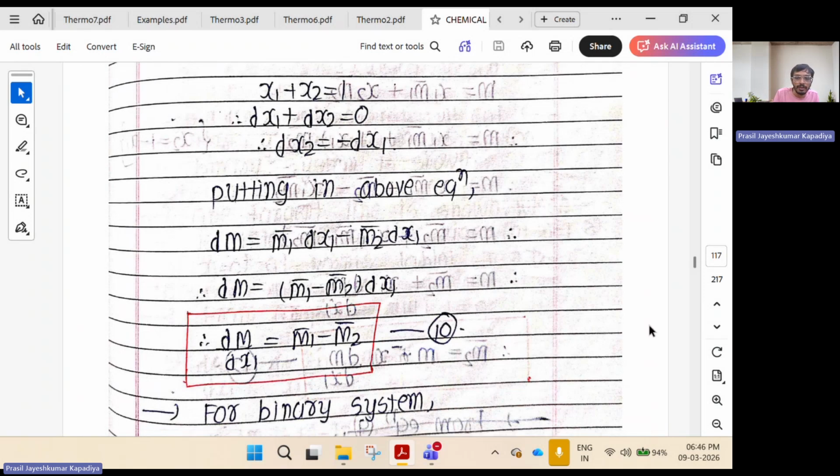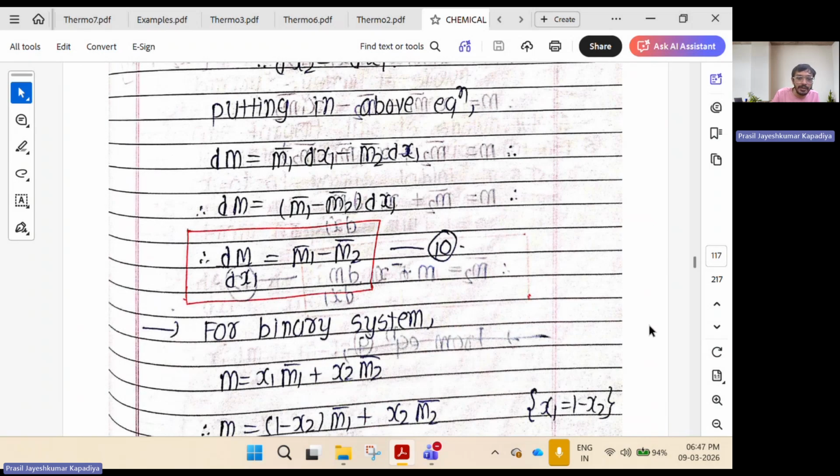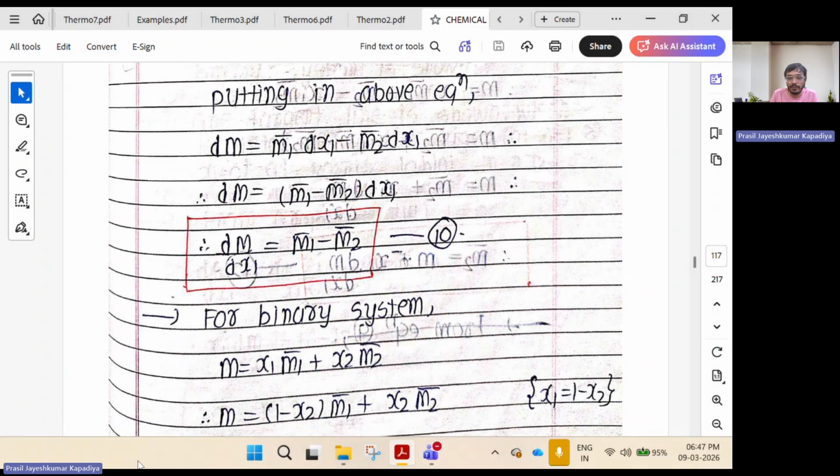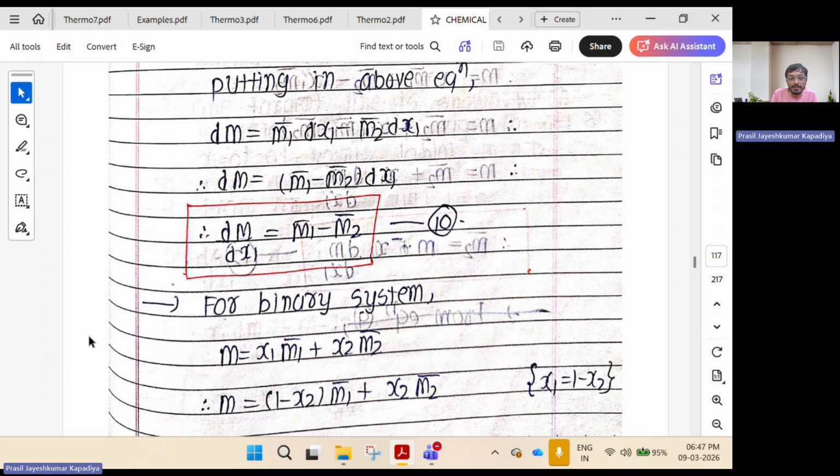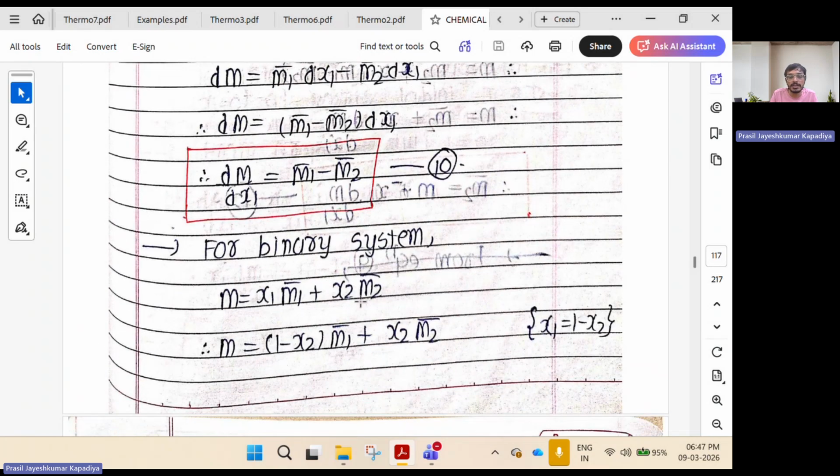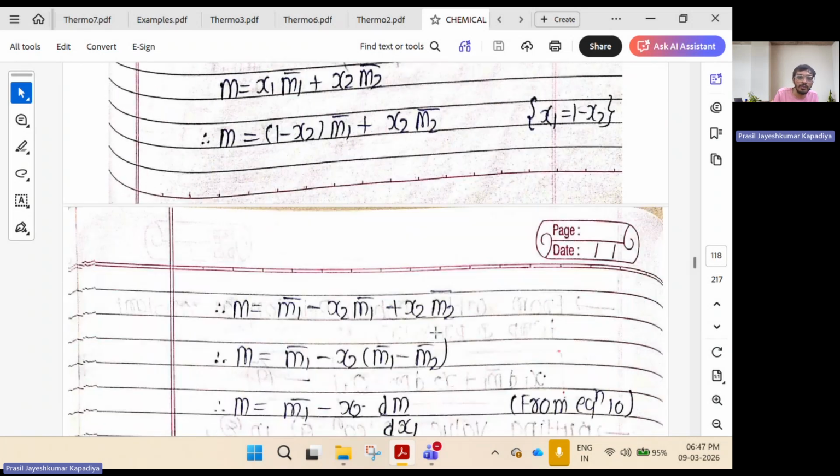Okay, so let's try to further evaluate it. We had m is equal to x1 into m1 bar plus x2 into m2 bar, and I can replace m1 bar minus m2 bar with dm by dx1. So let's try to find out something from here. We have m is equal to x1 into m1 bar plus x2 into m2 bar. So x1 I can replace with 1 minus x2, giving 1 minus x2 times m1 bar plus x2 into m2 bar.